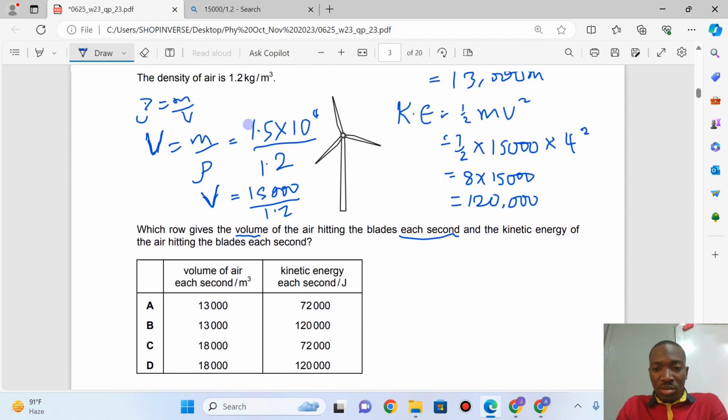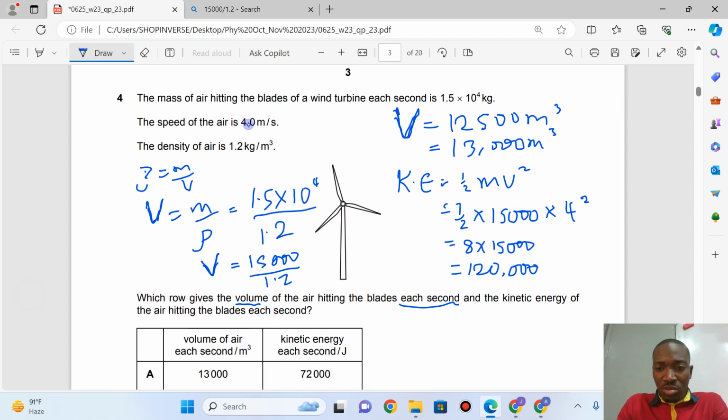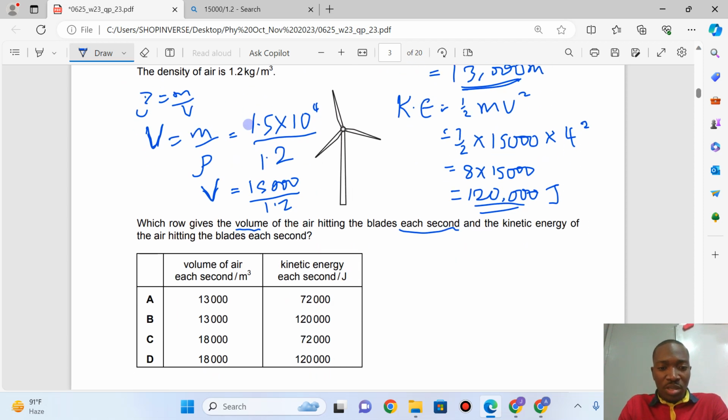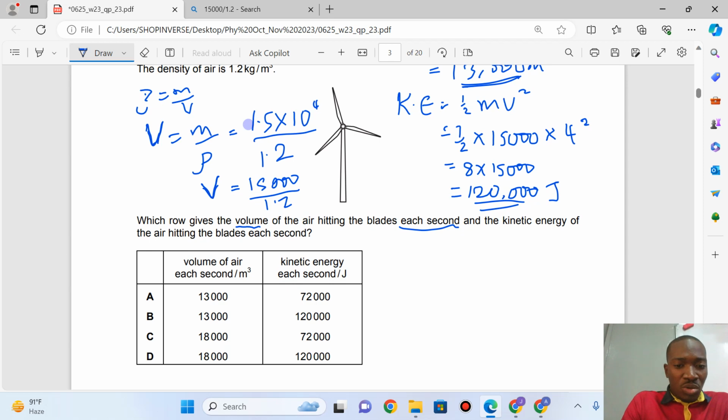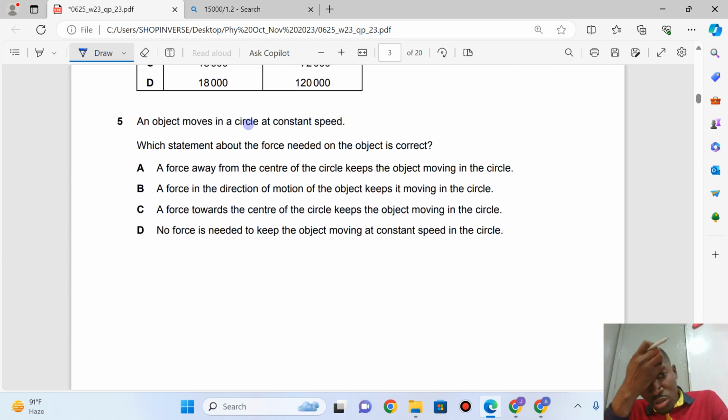Okay, so yeah, that's it. Joules, rather. So the volume is 13,000 meter cube. The kinetic energy is 120,000 joules. Which option gives us 13,000 and 120,000 joules? That's option B. So we select 13,000 for volume and 120,000 for kinetic energy. We go straight to question number 5.